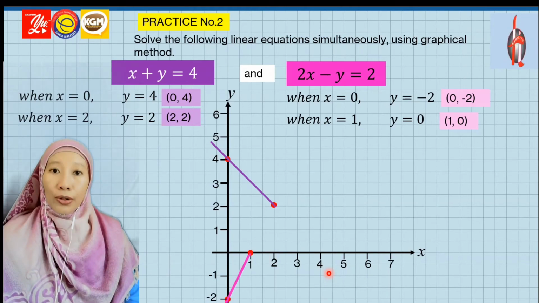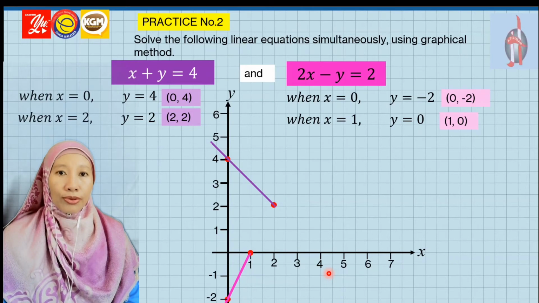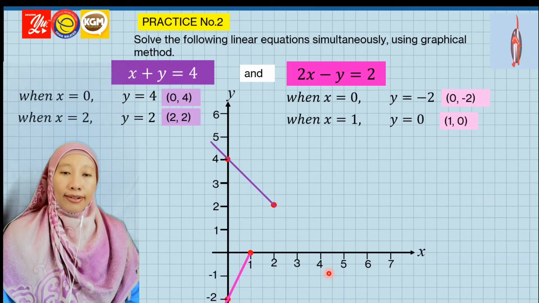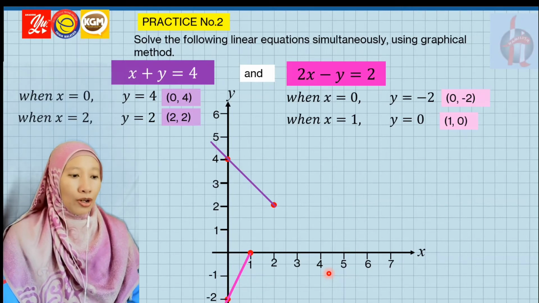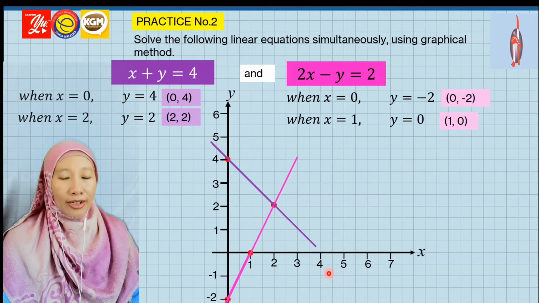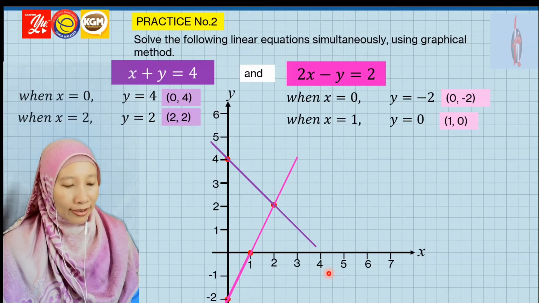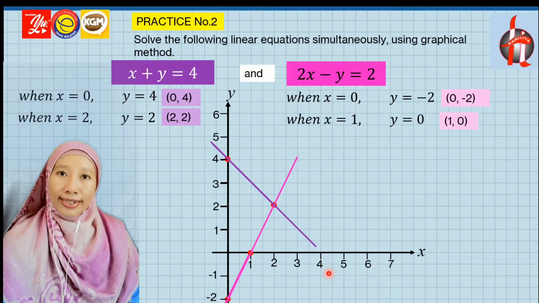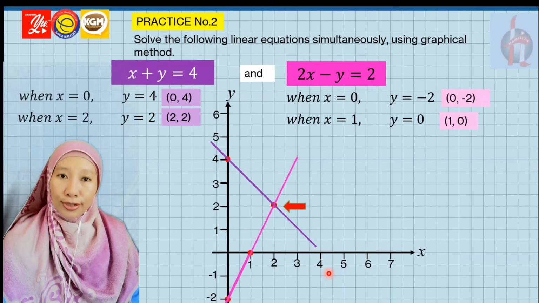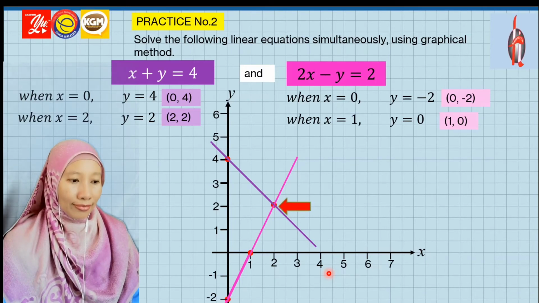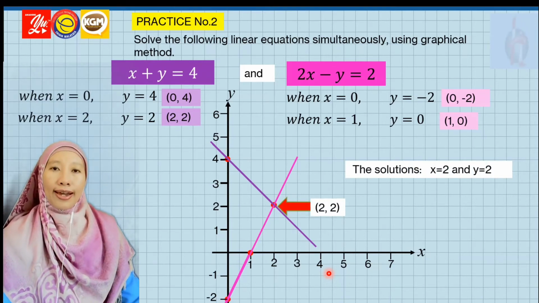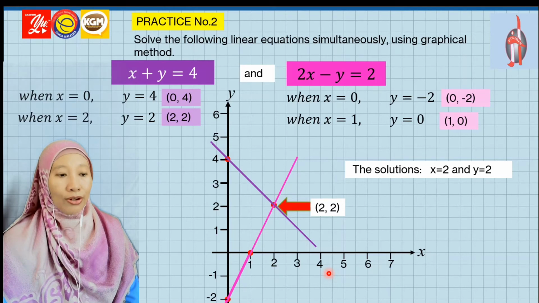Oops! There is no intersection. So what must we do? Remember that when we draw a linear graph, we can actually prolong the lines. In this case, we have to prolong the lines so that we can find the intersection. Can you see the value of the intersection? The two lines intersect at coordinate (2, 2). So the solutions are x equals 2 and y also equals 2.